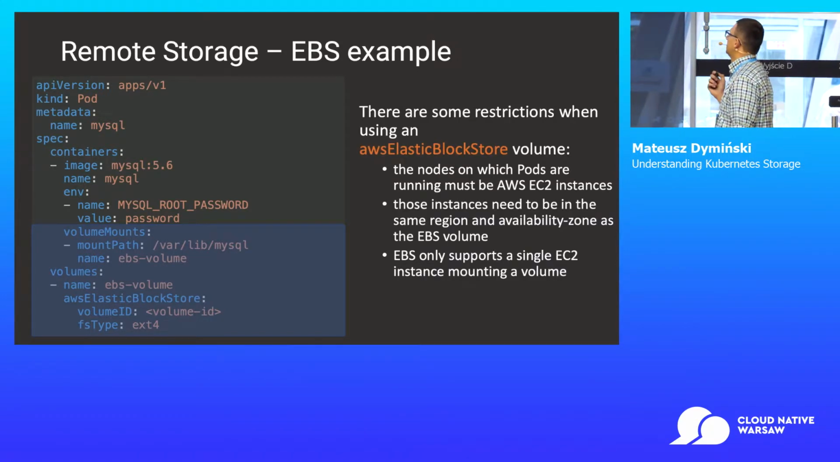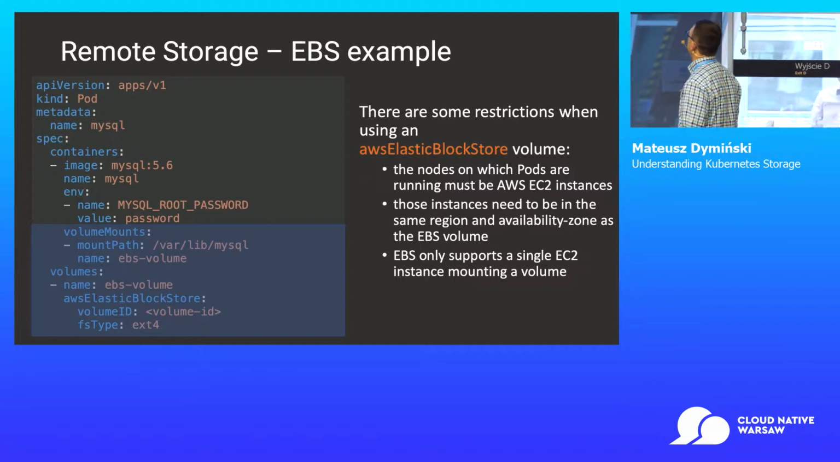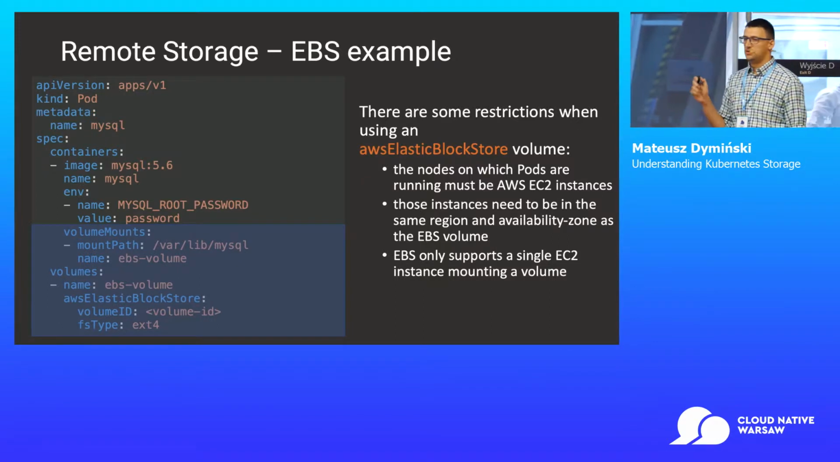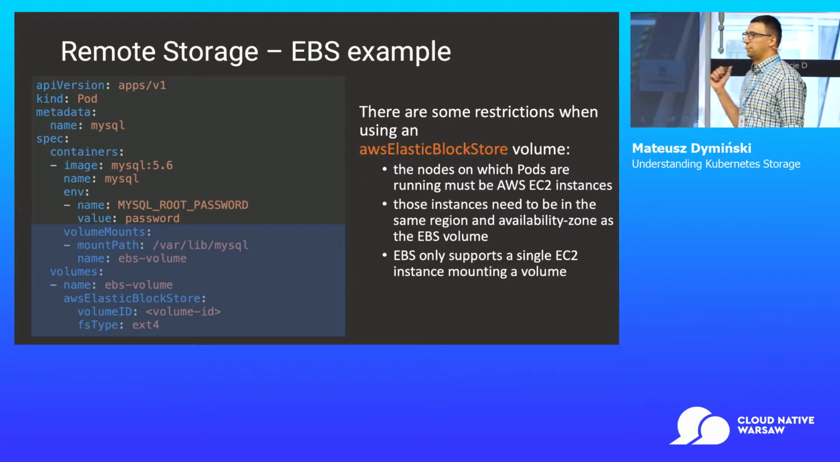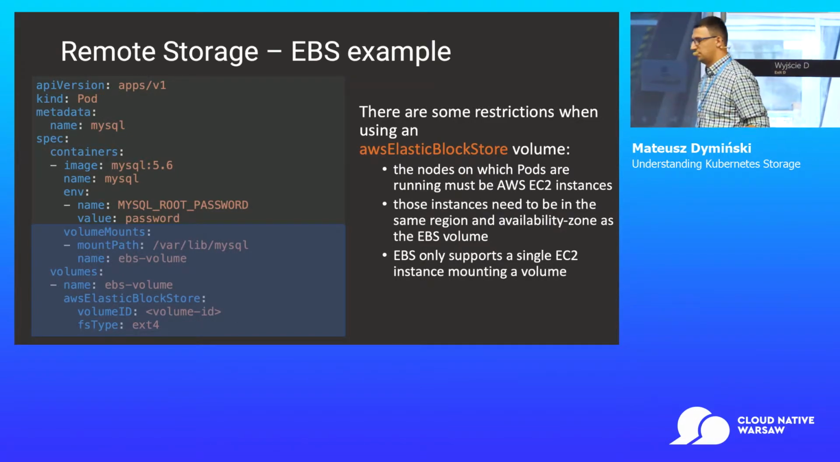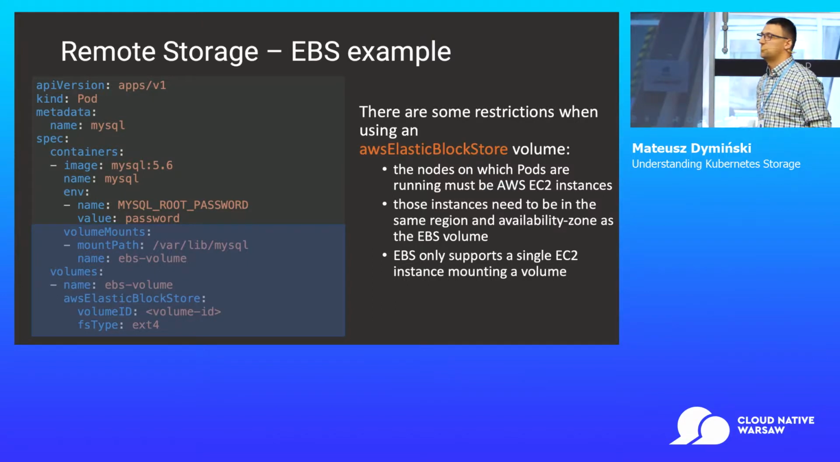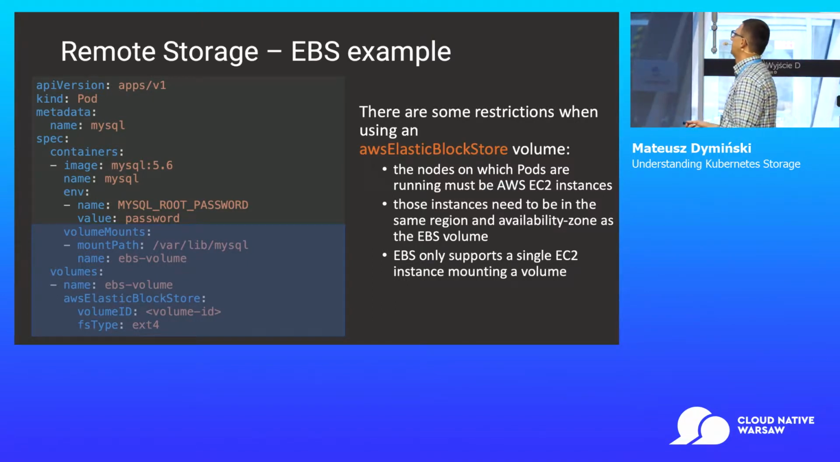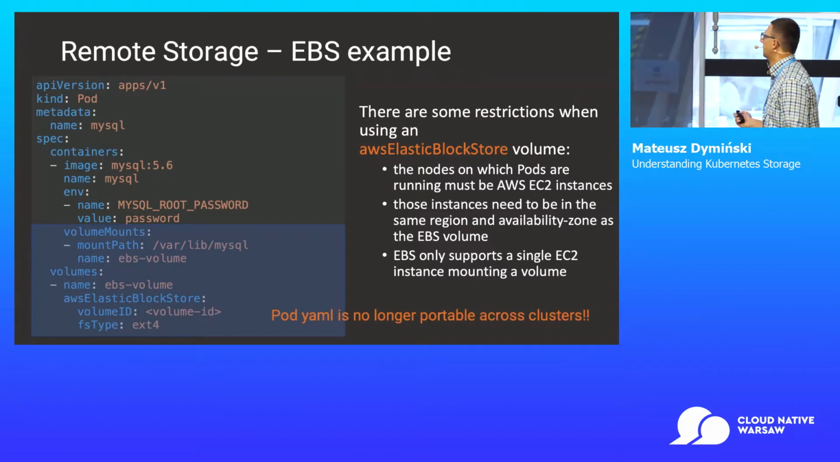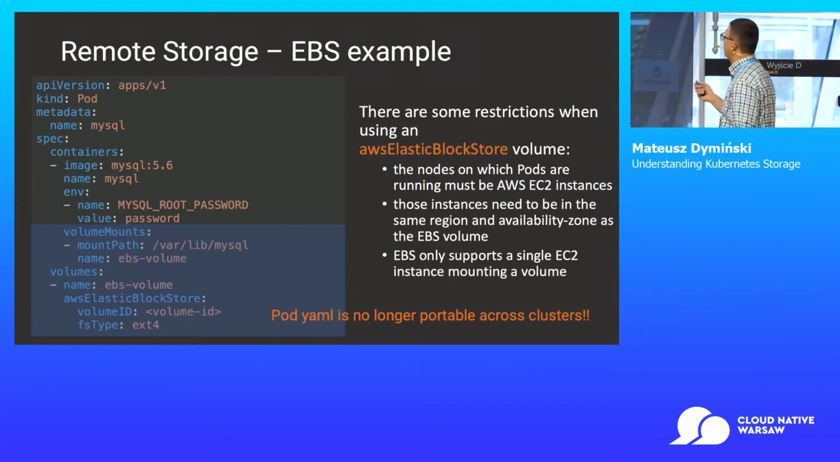So the problems are that the nodes need to be EC2, and then another problem is that the instances need to be in the same availability zone, and the third problem is that EBS only supports a single EC2 instance mounting a volume. So that's the problem. But the biggest problem is here, that this YAML is not portable, okay?